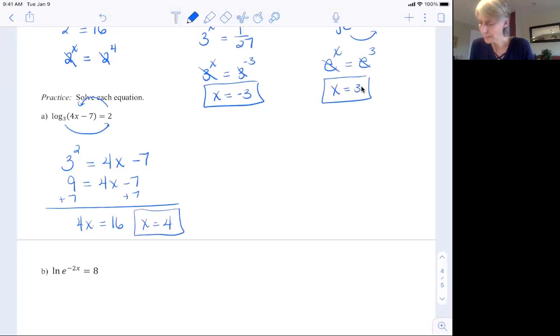Now, here's what I mean about the check. Since our variable is in the argument, we just say, if I plug in 4, will that be a positive number? 16 minus 7 is positive, so this works. If you got a negative number when you plugged it in, then you would have to reject your answer.